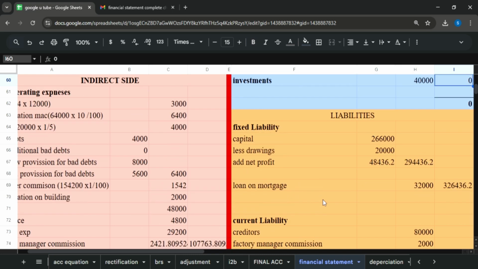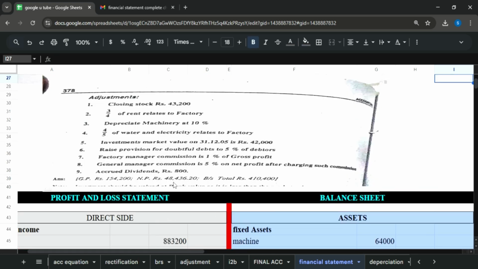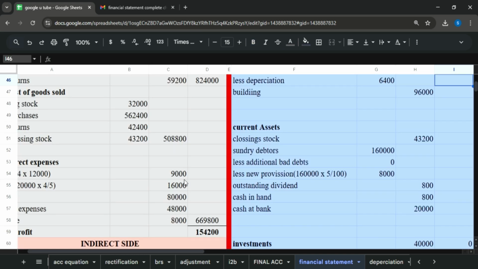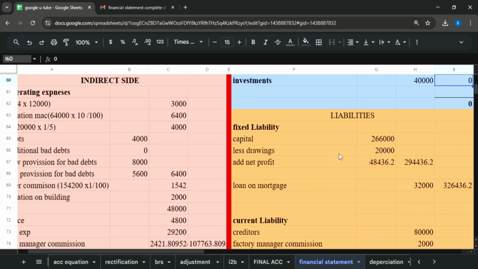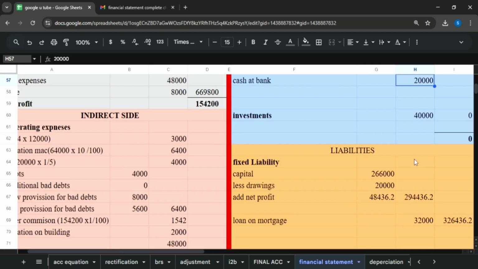Once again we can check. 48,436.2 was your net profit, 48,436.2. Drawings would be subtracted. Have we done the same? Once again we can check it out. This was amount of capital, then you need to subtract drawings, and then you will add your net profit. Okay, loan on mortgage is similar, 410,858.